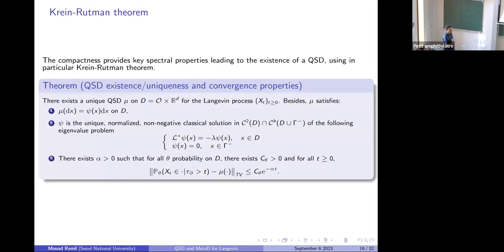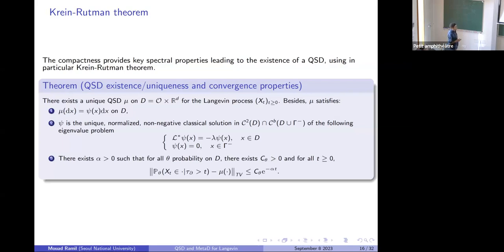So we want an eigenvector to the generator. You know that there is some kind of equivalence between the semigroup and the generator. So this is how we build the solution to the eigenvalue problem. Again, we're able to propagate the 3 conditions I stated before: the existence of a unique QSD with a density and solution to this eigenvalue problem. And again, we have some convergence to the QSD exponentially fast in time.